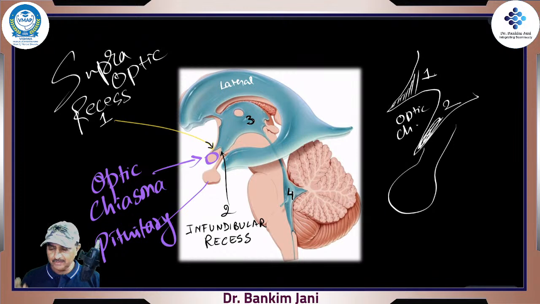The rest of the 2 are still easier. Extremely easy. Because one is this gland, this one, it is the pineal gland. So just above this, what we are getting, this part, that is called the suprapineal recess.